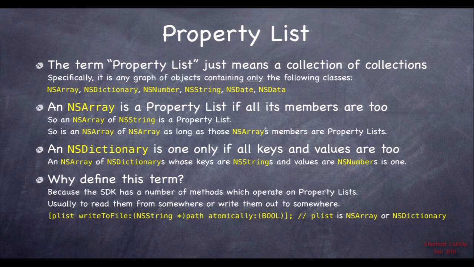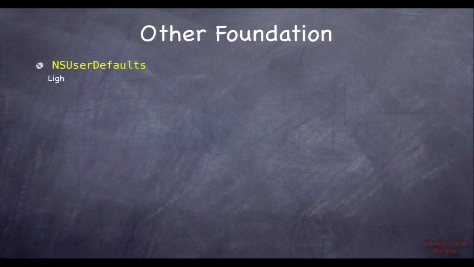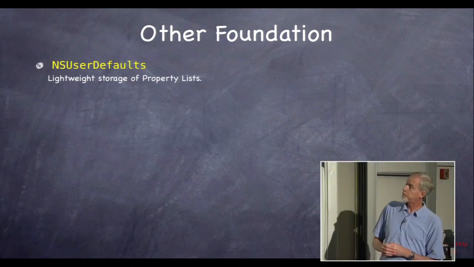Why do we define this term property list? Because we have API in iOS that takes an ID, and the documentation will say, this ID must be a property list. And that means it's got to be one of these. And for example, what is an example of where we do that? It's NSUserDefaults. This is my last slide.